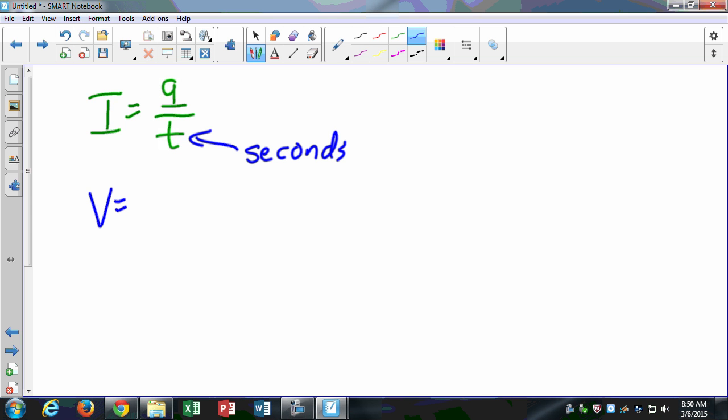Ohm's law, V equals IR. Simple. I mean, you need Ohm's law, of course, for all the circuits and stuff. But you could just have a basic Ohm's law problem. You know, I have a circuit.